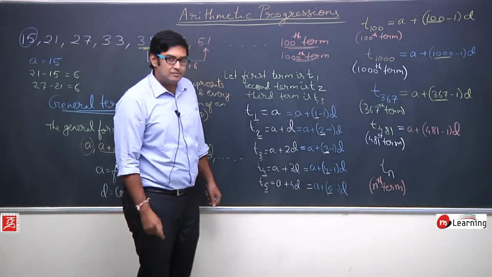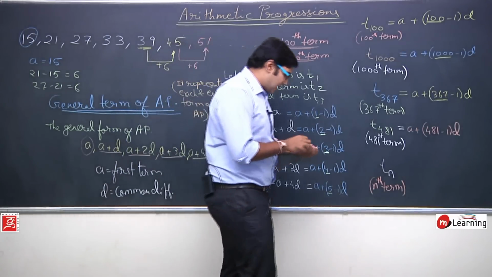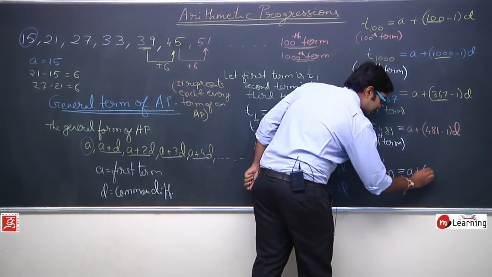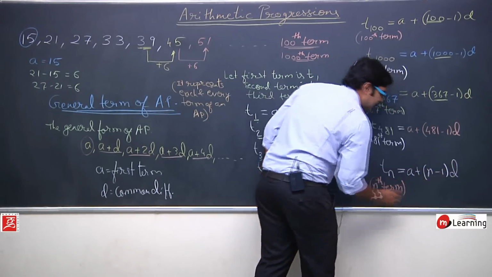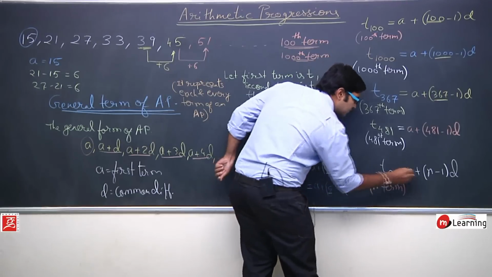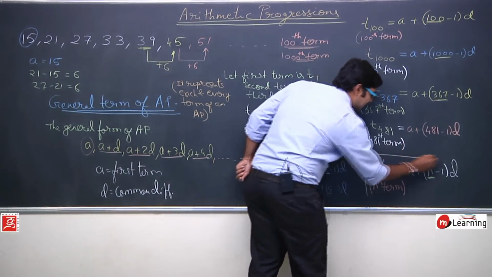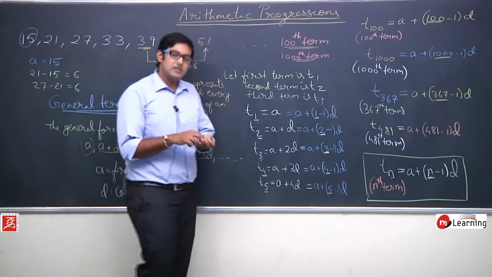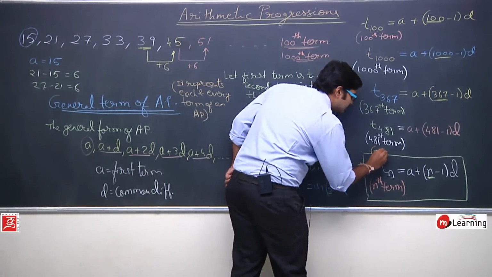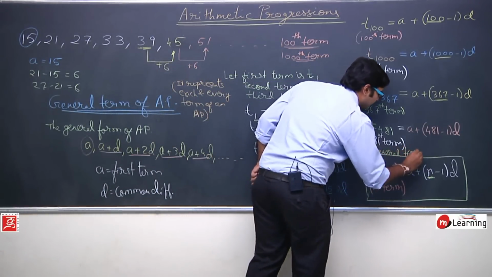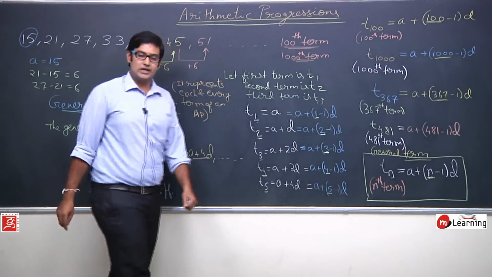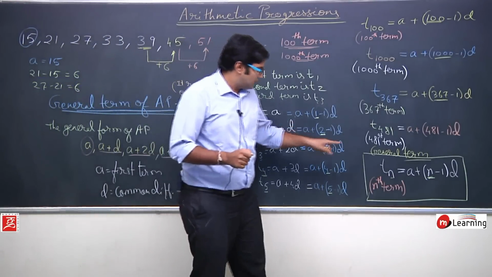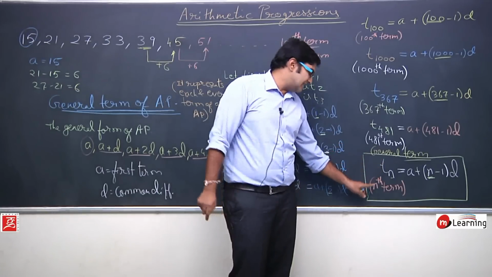Tn will represent the nth term of an AP, and this term can be written as A plus (n minus 1) D. Remember this is Tn, so this is (n minus 1) D, and I will say this formula represents the general term of an arithmetic progression. This is the general term. Okay, this is the formula for the general term. Now the most important thing, general term means nth term.